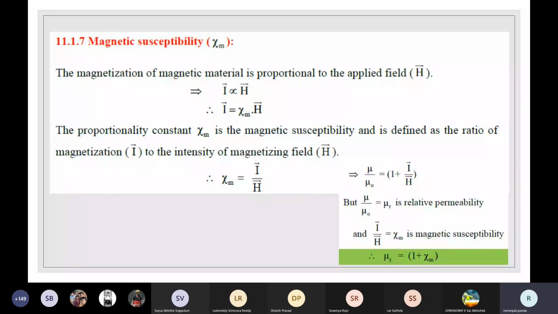Then, we are classifying them depending on two things.